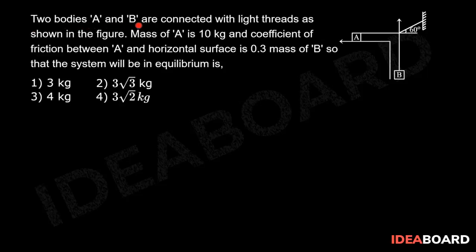Two bodies A and B are connected with light threads as shown in the figure. Mass of A is 10 kg and the coefficient of friction between A and horizontal surface is 0.3. Mass of B, so that the system will be in equilibrium, is.